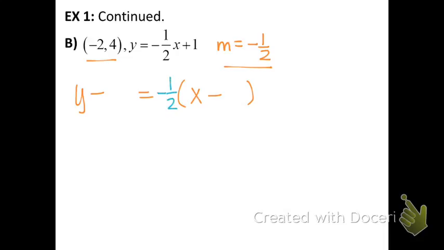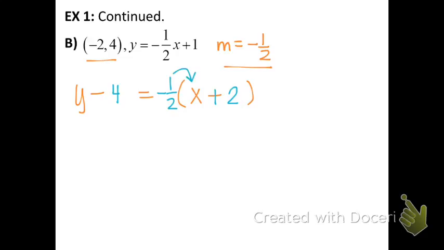Okay, same idea on example B. We're trying to write the equation of a line that is parallel, so we can just look at this equation because it's in slope-intercept form and pick out the slope, which is -1/2, and we'll use that and our point in point slope and fill in what we know. So here we know that our slope is -1/2, and our point, our y1 is 4, our x1, sorry, is -2. And because it's negative, it will make that positive.